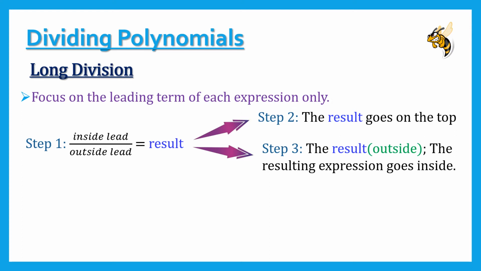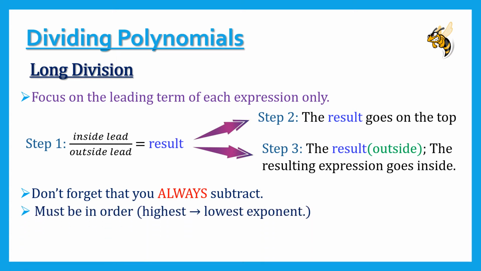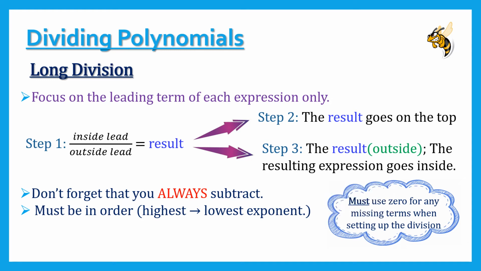Step 3, the result multiplies the outside. The resulting expression goes inside. Don't forget, you always subtract. That's super important. We're always subtracting. It must be in order from the highest to the lowest exponent. You must use 0 for any missing term when setting up the division.